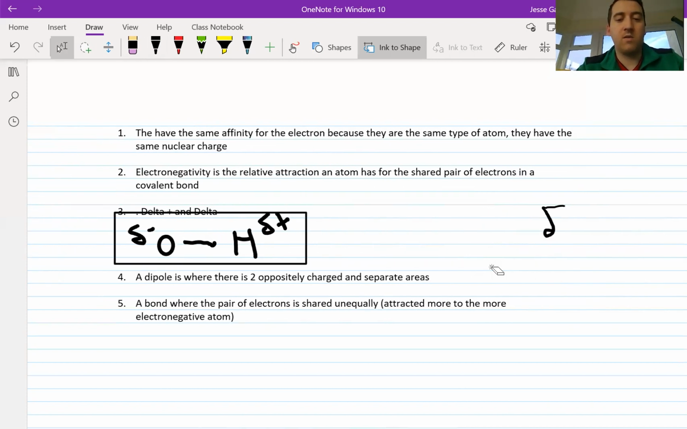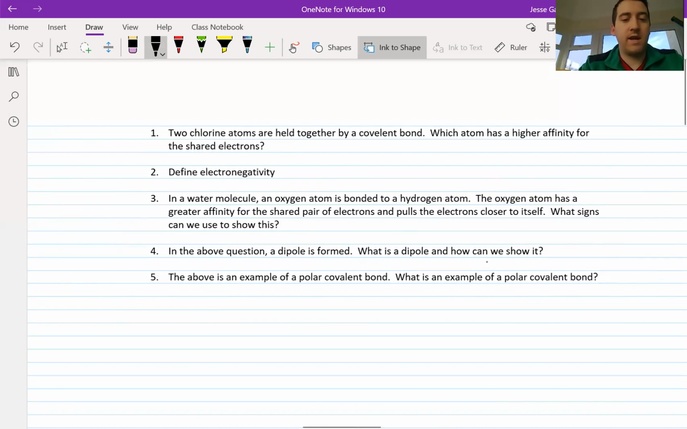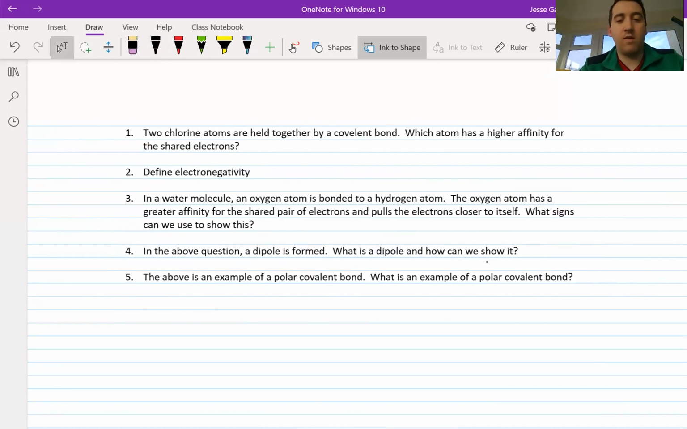Okay, so a dipole is where there are 2 oppositely charged areas. That would be explaining what a dipole is. And how can we show it? We can show it using this symbol here. Okay, so we show this is at the positive end and this is at the negative end, pointing towards where the electrons are moving. Next one, the above is an example of a polar covalent bond.